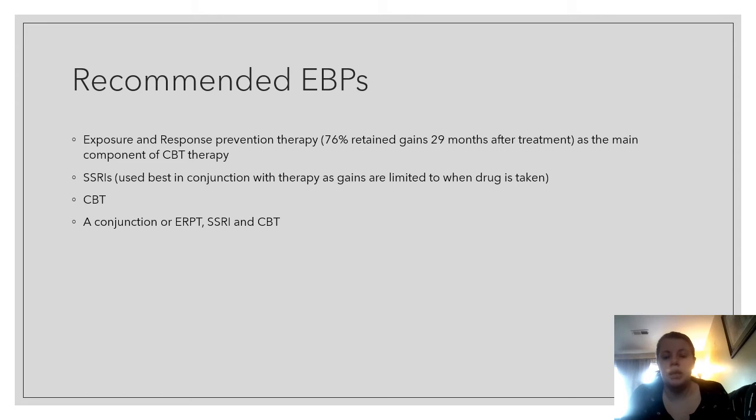SSRIs as medication are used best in conjunction with therapy, as gains are limited when the drug is taken. When you get off the drug, whatever benefits you got from taking it slowly start to wean off. CBT, of course, just in general, and the main one again is a conjunction of ERP, SSRI, and CBT. That is the recommended treatment from the American Medical Association.